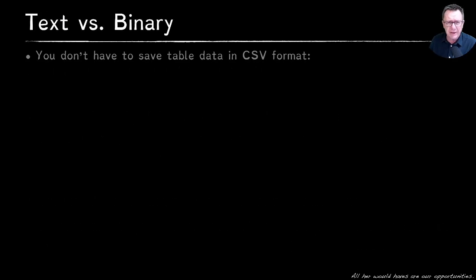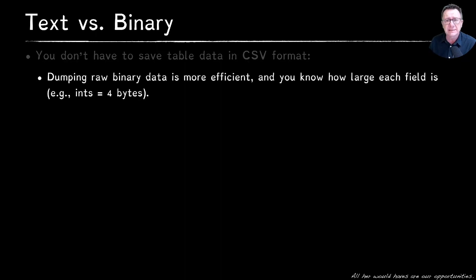Text versus binary. We don't have to save the table data in CSV format. We can move it into a binary format, and then it is more efficient because we know how large each field is. Integers are 4 bytes, things like that.